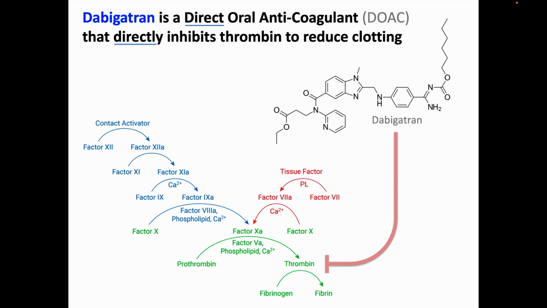Dabigatran was one of those agents. Dabigatran is one of the DOACs, a direct oral anticoagulant, and it's called direct because it acts by directly preventing clot formation by binding to and inhibiting thrombin. You may also see DOACs referred to as NOACs, standing for novel oral anticoagulants, but since they're not so new anymore, it's getting harder and harder to justify that they're novel.